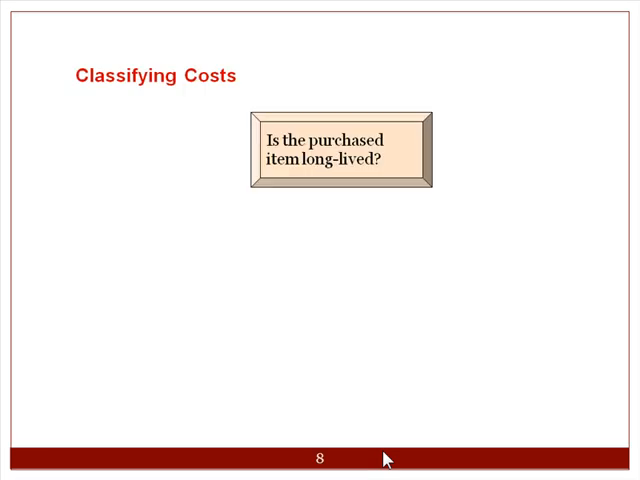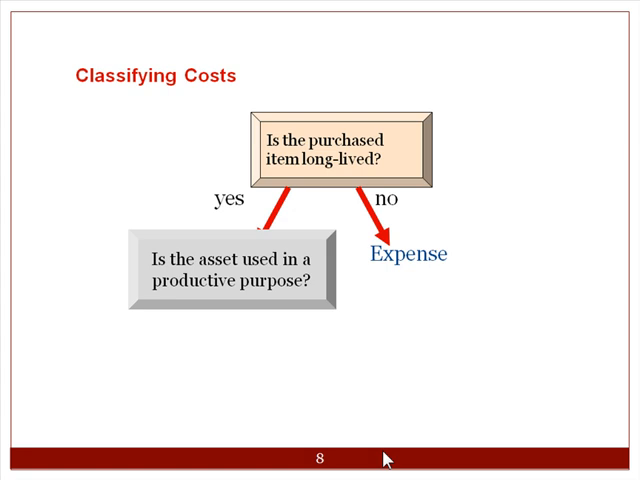So when we classify costs, we ask ourselves questions. Is the asset purchased, is the purchased item long-lived? If it's no, then it's an expense. If it's yes, then you ask yourself, is the asset used in the productive purpose? If it's yes, it's a fixed asset. If it's no, then it's an investment.